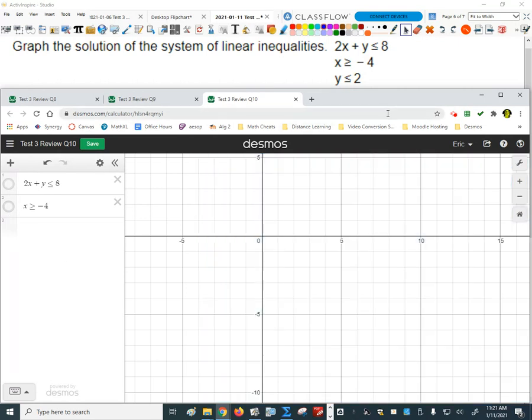And then finally, what about y is less than or equal to 2? Akira, what's that boundary line look like? What's the boundary line y equals 2?